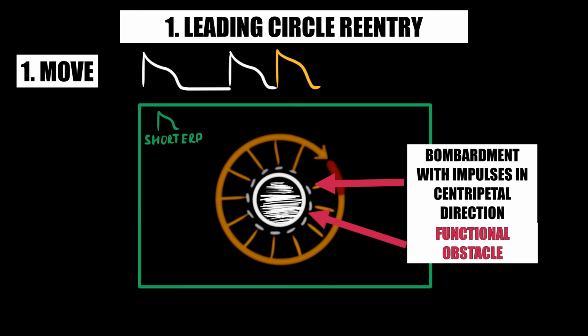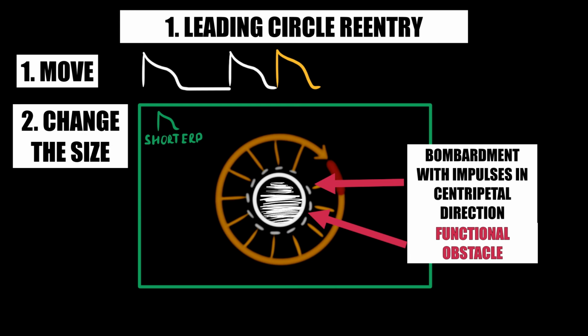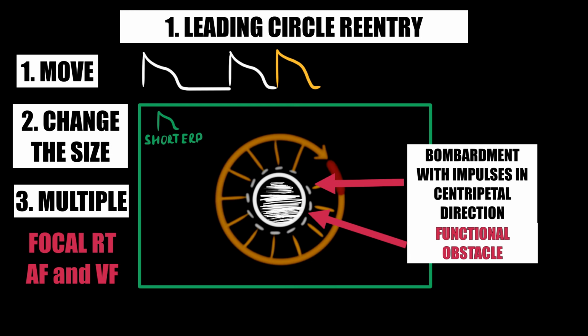The circuit can move from one region to another because its location is not dependent on anatomical obstacle. It persists as long as new region has appropriate electrophysiological properties. When it moves, its size can also change if the new region has different refractory periods. The circuit can be small enough to allow multiple circuits to coexist simultaneously. Leading circle reentry may be a cause of focal reentrant tachycardias or participate in atrial and ventricular fibrillation.